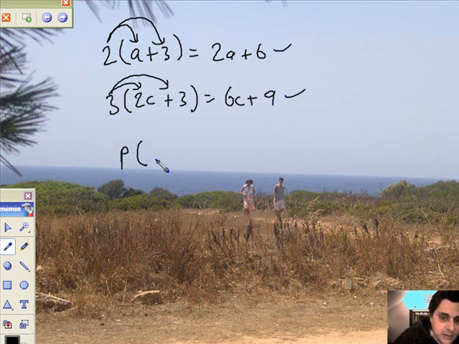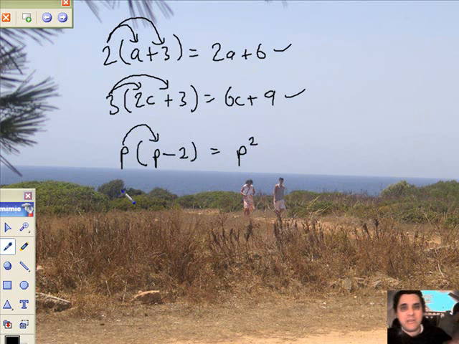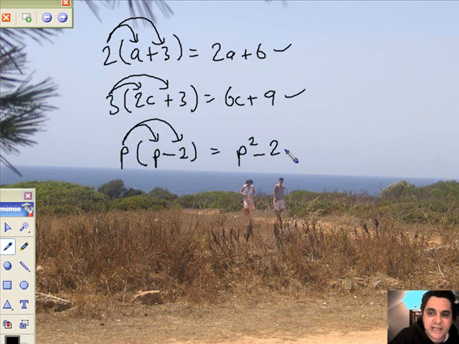G says P multiplied by P minus 2. Now, same again, don't be frightened of it. P times P is P squared. Please note we're not adding P plus P, in which case that will be 2P. We're multiplying P and P, P squared. And P times 2, well that's 2P's, but it's negative 2P's, because look, there's a minus right there.